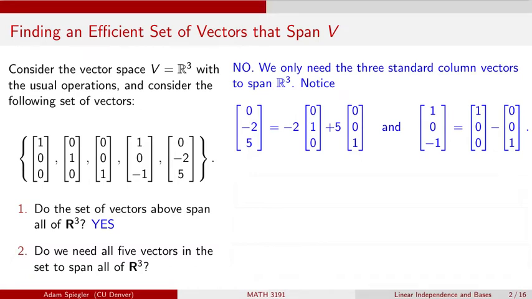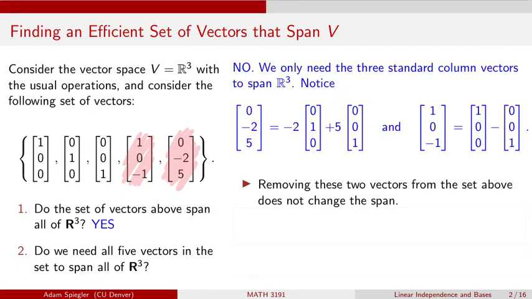Similarly, this fourth vector, 1, 0, minus 1, we can write as a linear combination of standard column vector 1 and standard column vector 3. We can write 1, 0, minus 1 as the vector 1, 0, 0 minus the vector 0, 0, 1. So these last 2 vectors are linear combinations of the first 3. So we really don't need this vector and this vector in order to span all of R3, because these 2 vectors are already in the span of the first 3 vectors.